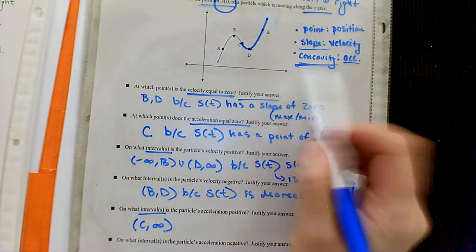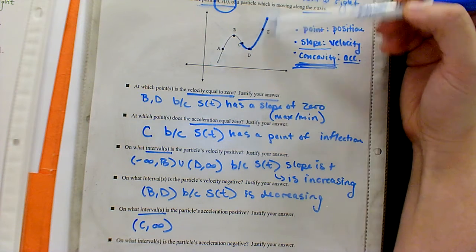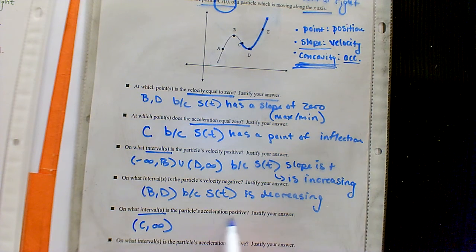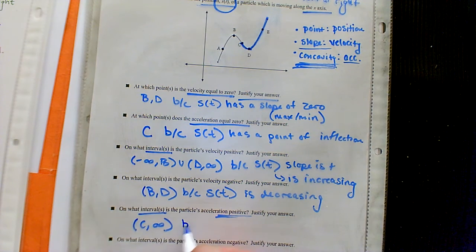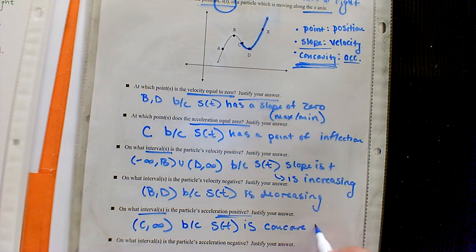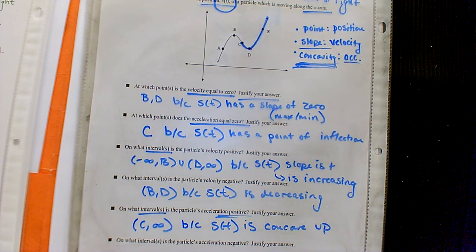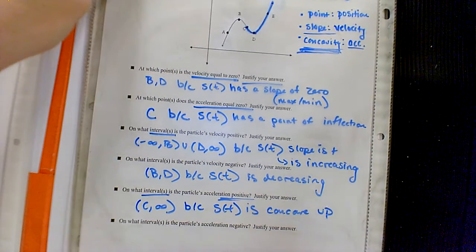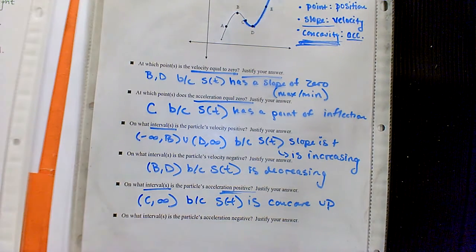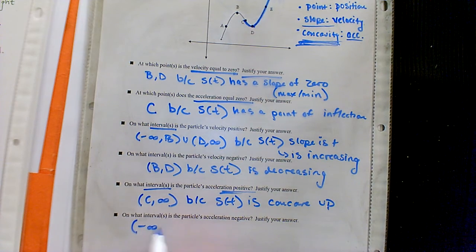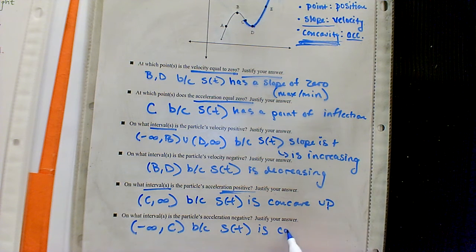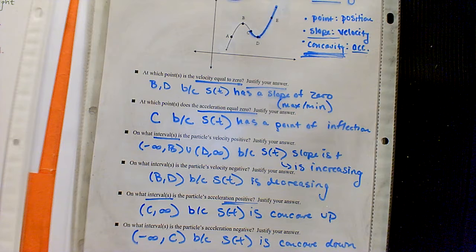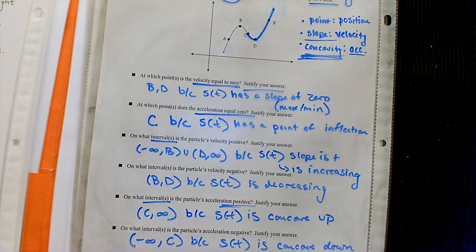What's special about the concavity from C all the way to the rest of the graph? Yeah, it is upward. It's concave up, aka positive acceleration, because S of t is concave up. All right, and for the last one, acceleration negative, that'd be negative infinity to C because S of t is concave down.